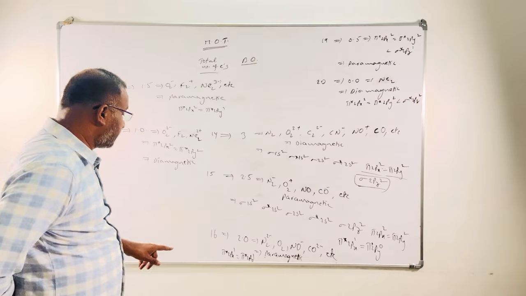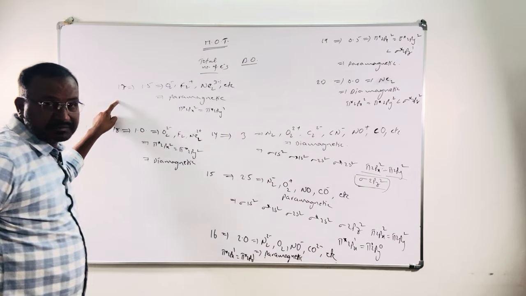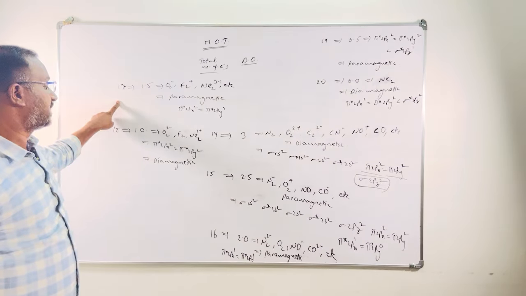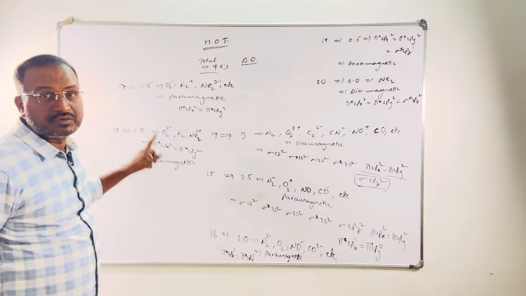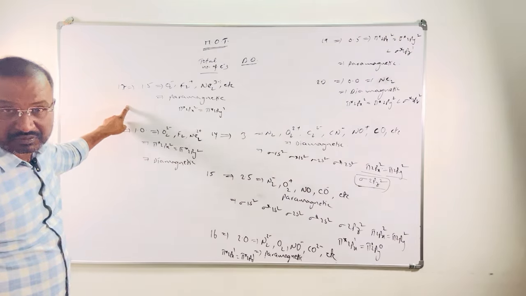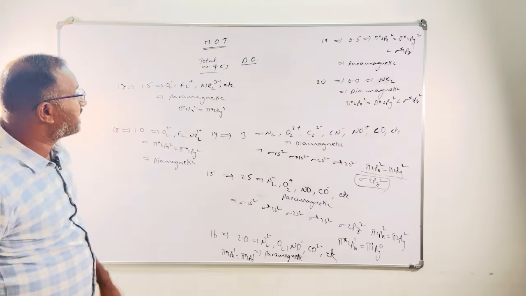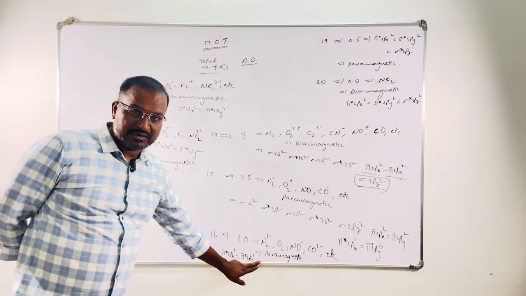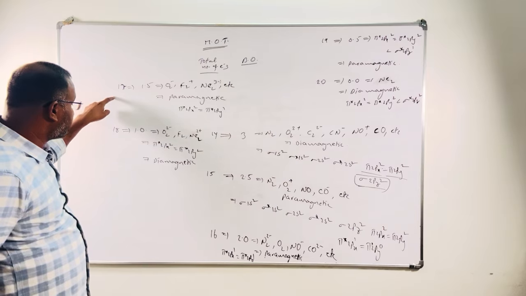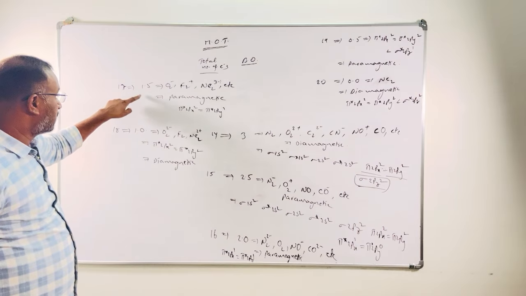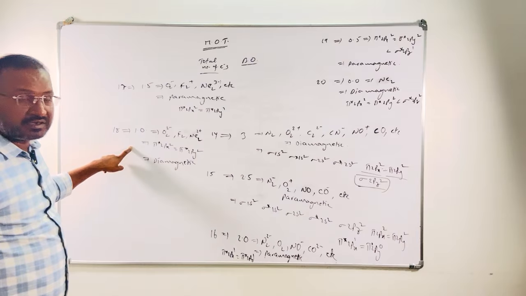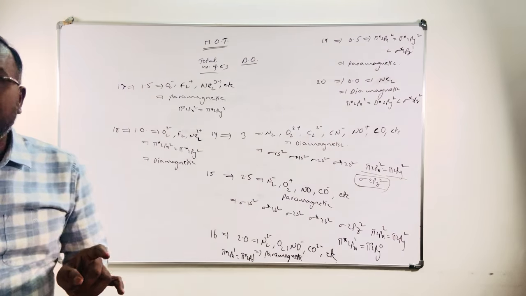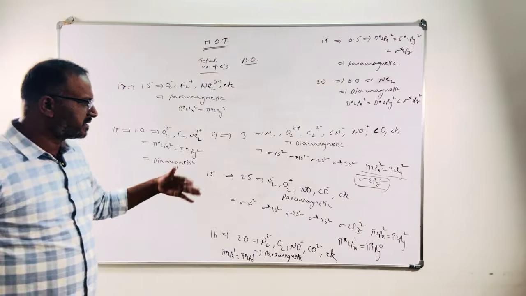And if it is changing from 16 to 17, when the number of electrons is increased from 16 to 17, bond order decreases from 2 to 1.5. Magnetic nature does not change, paramagnetic, paramagnetic. If it is changing from 17 to 18, bond order decreases from 1.5 to 1.0, and magnetic nature changes from paramagnetic to diamagnetic, and vice versa.